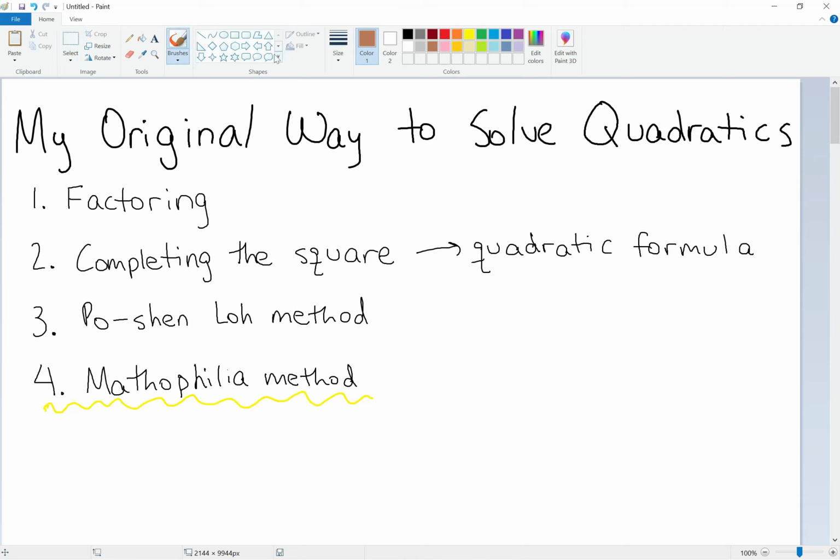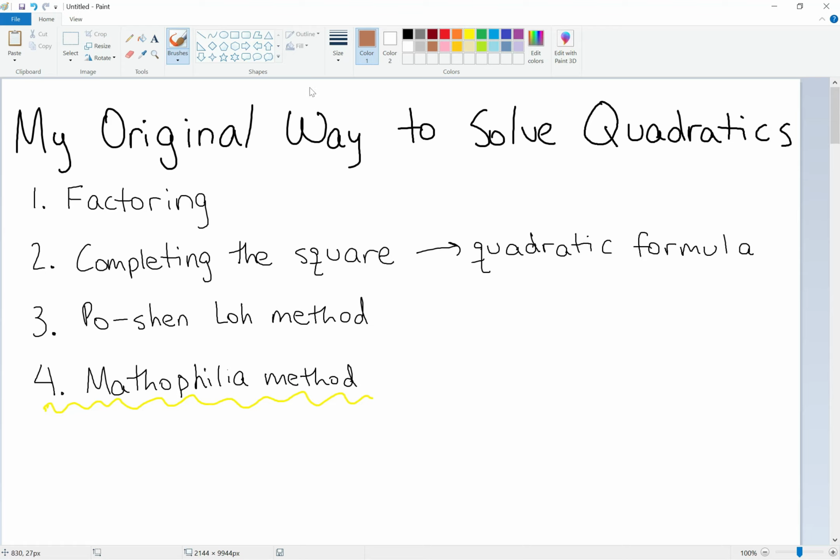Today we're going to be going over my very own original way of solving quadratics. This way of solving quadratics also doubles as a derivation of the quadratic formula. So if you're looking for alternatives to completing the square, then this video is for you.